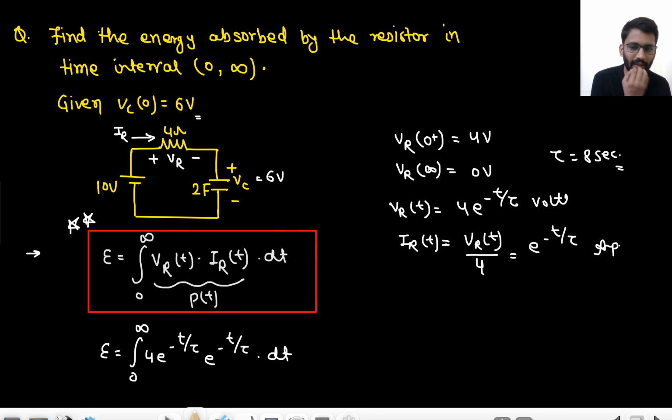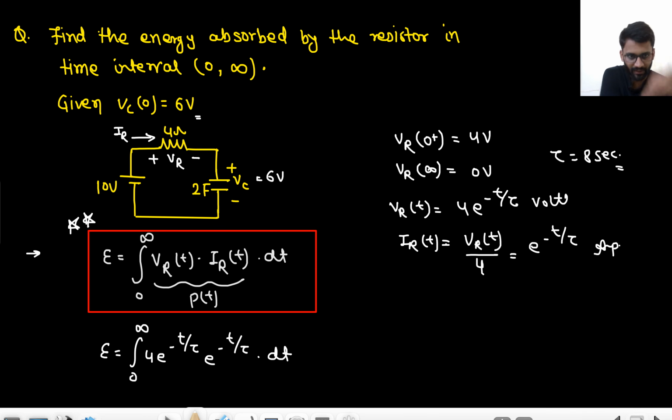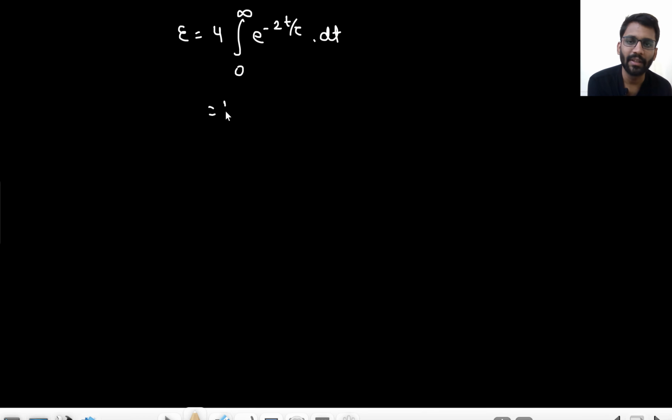So 4 times the integral from 0 to infinity of e to the power minus 2t upon tau dt, right? Now what will be the integration of this? That would be 4 tau by 2. You can integrate this.